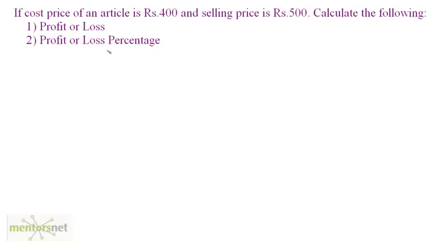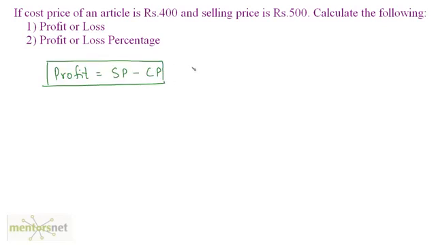So the formula for profit is the selling price minus cost price. And if it is a loss, how do you know if there is a loss? Well, if the selling price is less than the cost price, then it is a loss. So the formula for loss is the cost price minus the selling price.